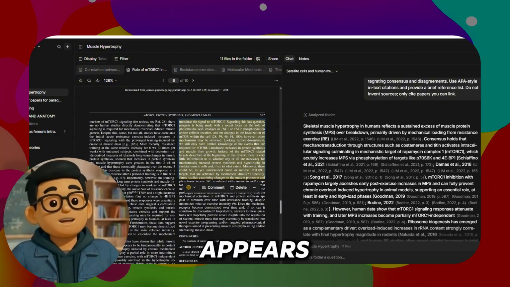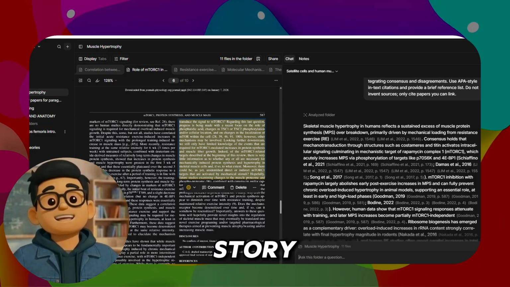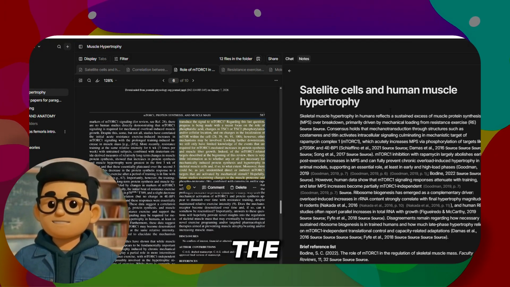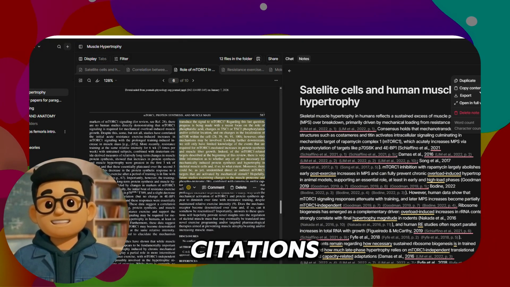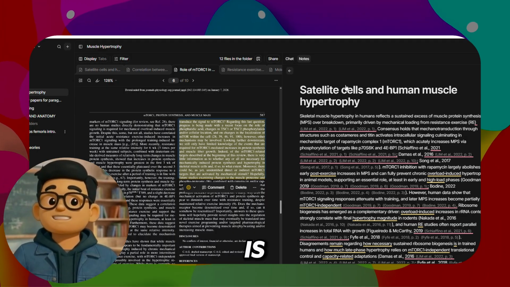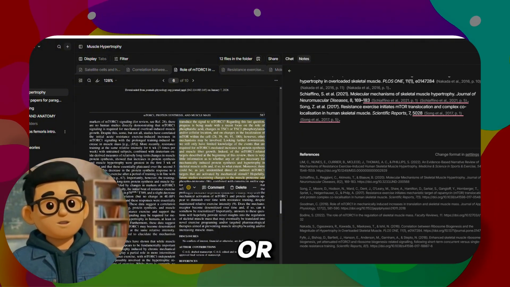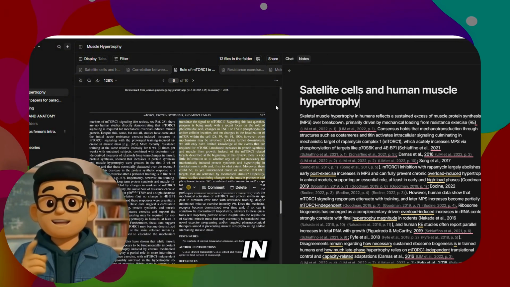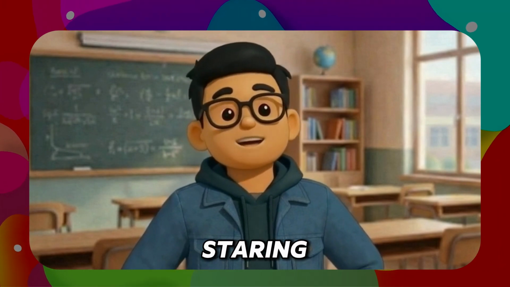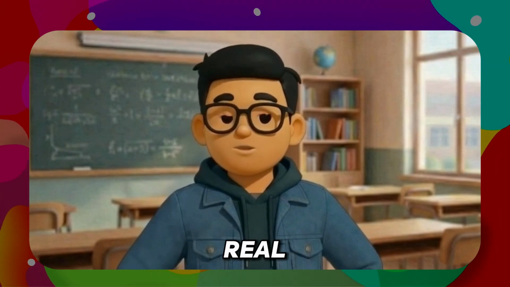When the paragraph appears, I check 3 things. Does it combine mechanisms into a coherent story instead of just listing them? Does it handle disagreements honestly instead of pretending the field is perfectly aligned? And do the citations match the set of papers we actually used? If the answer to all 3 is yes, I have a paragraph that I can paste into my draft and edit or use as a strong starting point to rewrite in my own voice. That's where one day becomes realistic. You are not staring at a blank page, you are editing solid, structured text grounded in real sources.